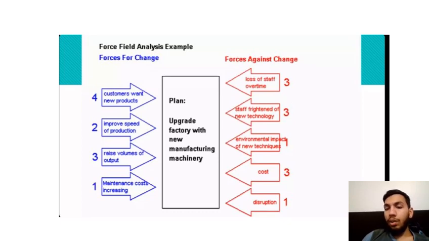And also the loss of staff overtime. Many staff are working in the company because the company is paying overtime, but if the company upgrades to new machinery, they will not pay their staff overtime, so eventually they will quit. So these are the factors that were working against each other.